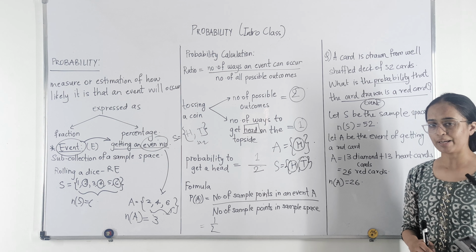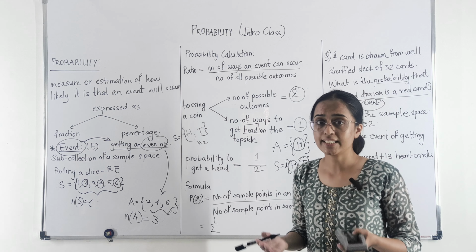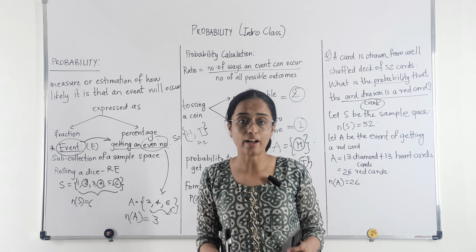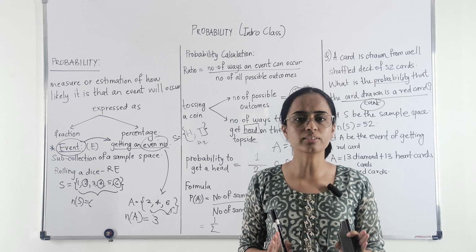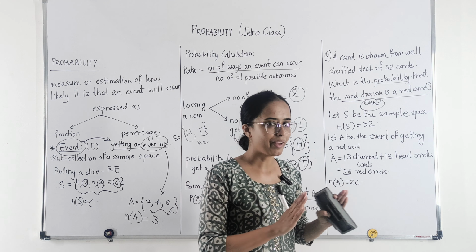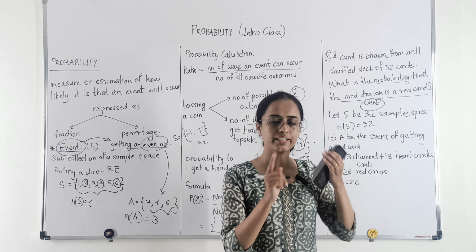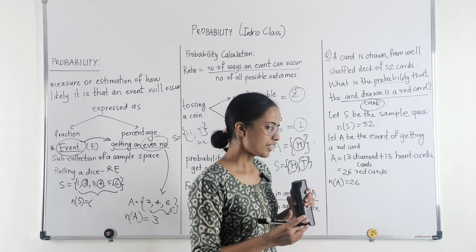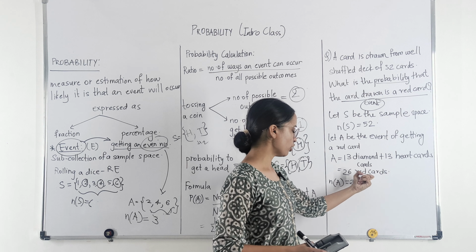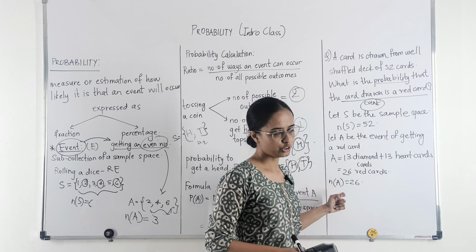Because there are 13 diamond cards, 13 heart cards and they have said red cards. I have not been given any particular suit to calculate. They have not said diamond or spade. They have asked you to calculate the probability of drawing a red card. Red cards are diamonds and hearts. That is why I have added both of them to get the number 26, which is n(A).